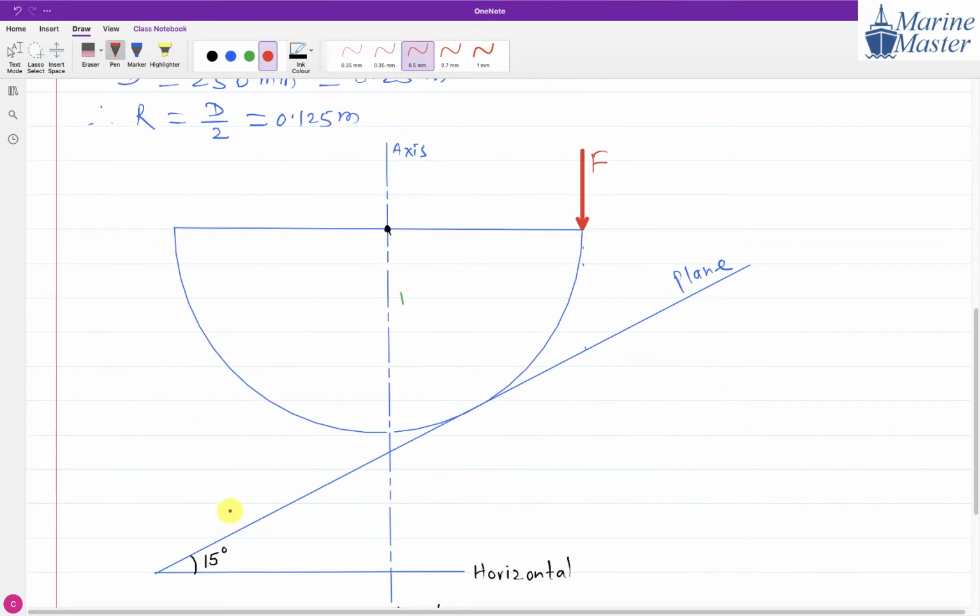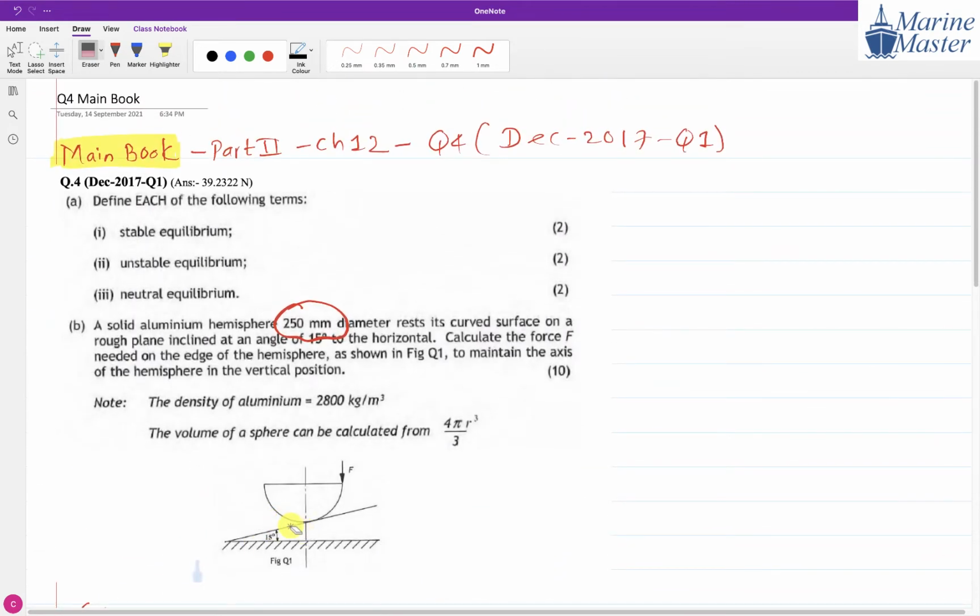That is what we have shown in an enlarged view here. See, try to understand this one. This is our hemisphere, and it is raised on its curved surface on an inclined plane, and this inclined plane is making 15 degrees. This line is the horizontal, and the inclined plane is making 15 degrees to the horizontal. That is what they have given till now.